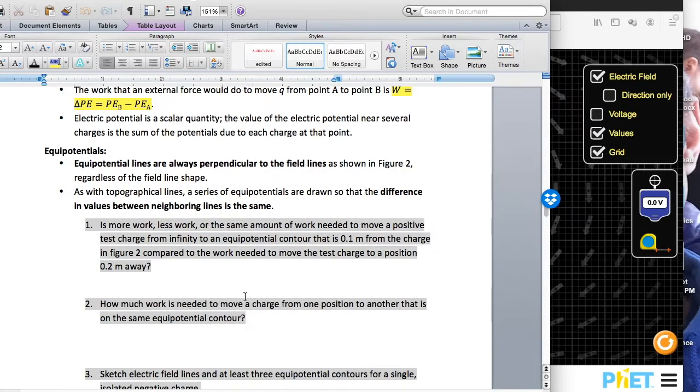Okay. As with topographical lines, that's what I just said. A series of equipotentials are drawn, so the difference in the values in the neighboring lines is the same. Got it. Is more work, less work, or the same work needed to move a positive test charge from infinity to an equipotential contour that is 1 meter from a charge, or 2 meters. Sorry. I wrote 1 and 2, but it's 0.1 and 0.2. It's still twice as far away. Well, it takes more work.